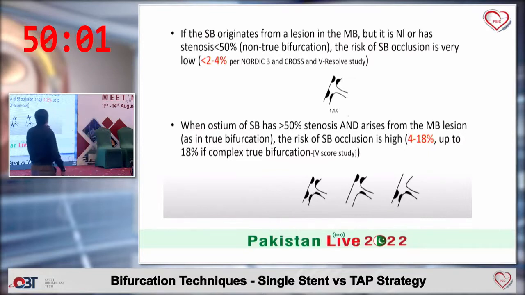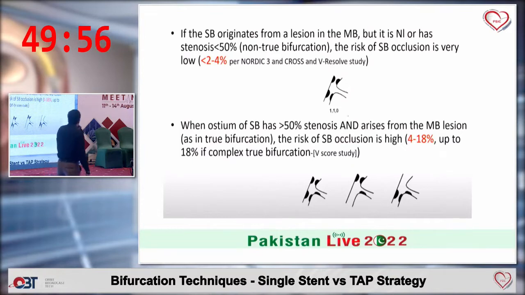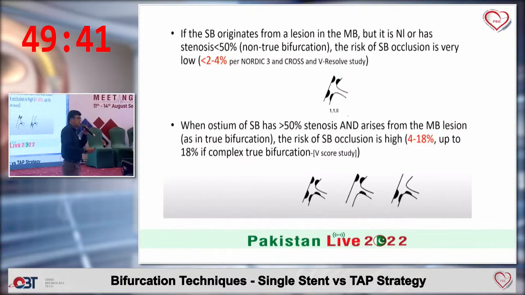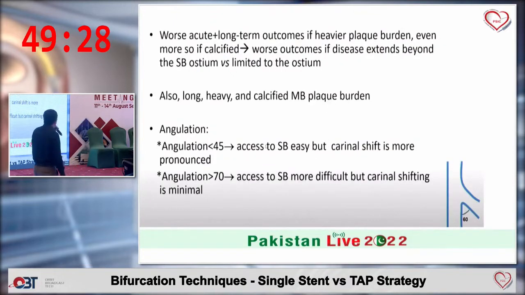If the ostium has more than 50% stenosis, it arises from the main branch, it is big, the risk is again not more than 20%. It is 4 to 18%, up to 18% in complex bifurcation lesions. So the percentage of side branch occlusion is still low, even in complex PCI. So it has to be a very meticulous decision whether you go for a two-stent strategy upfront or a provisional strategy upfront. And even if the side branch goes down, we have certain bailout techniques as well if you go provisionally. So there are a number of angiographic factors. This is all planning.